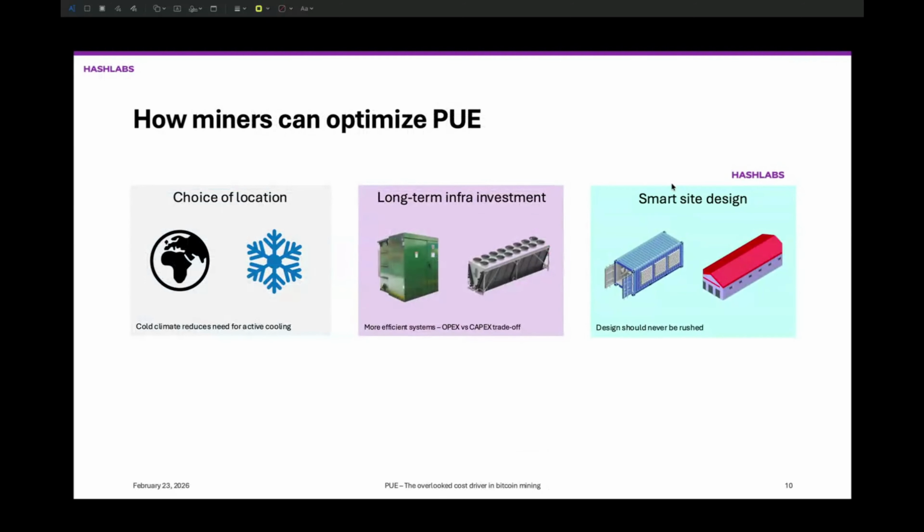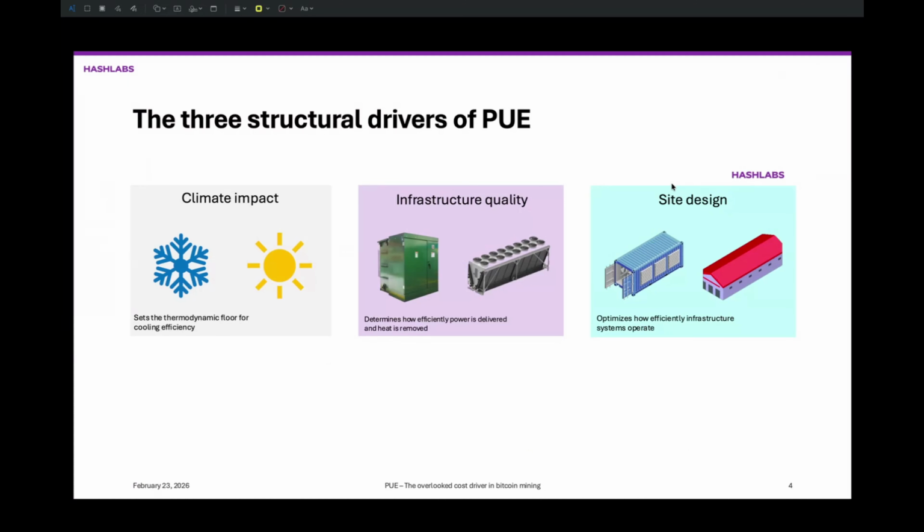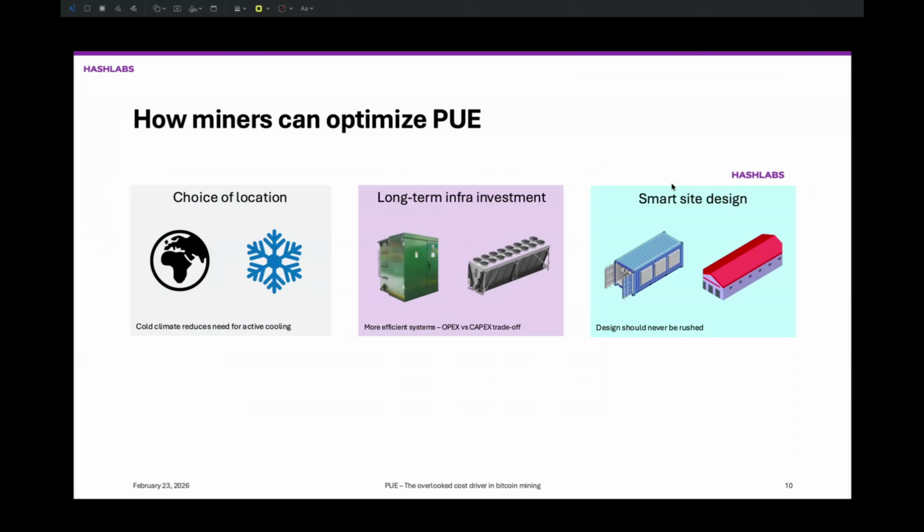How can miners optimize power usage effectiveness? This goes into the 3 factors determining power usage effectiveness that I mentioned: climate, infrastructure, and site design. In order for miners to optimize power usage effectiveness, they have to optimize these 3 factors. First, they can choose a good location, a cold place. Cold climate reduces the need for active cooling. So start mining in Norway or in some other northern country, Canada, for example.